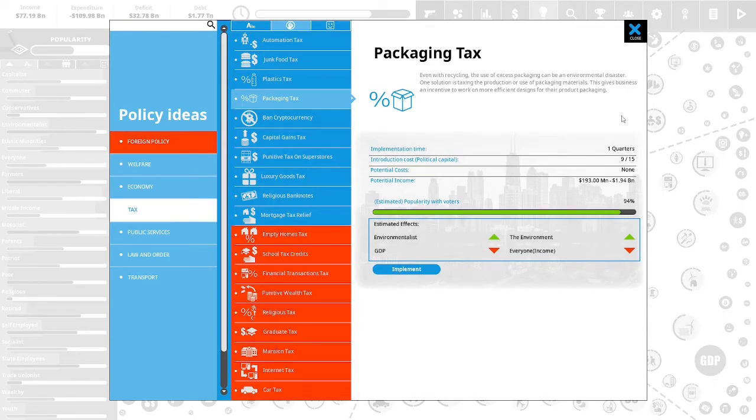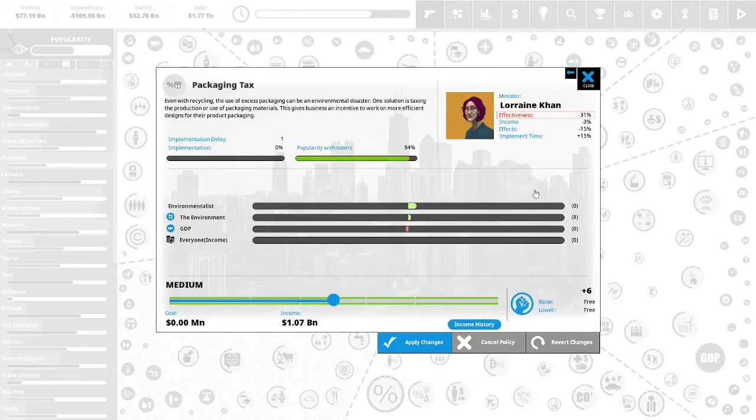Packaging tax. Even with recycling, the use of excess packaging can be an environmental disaster. One solution is taxing the production or use of packaged materials. This gives business an incentive to work on more effective designs for their product packaging. This is 94% popular with the vote. This will lower the GDP. The environmentalists will be happy. Everyone's income will go down. The environment will improve. Let's implement this policy.